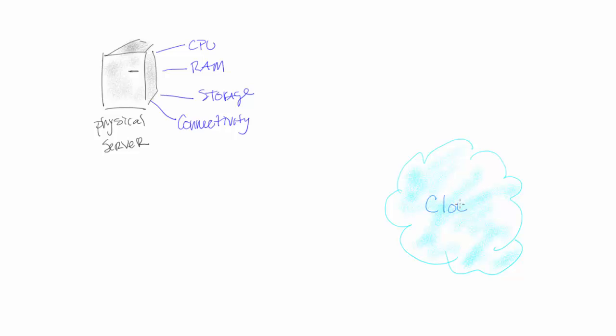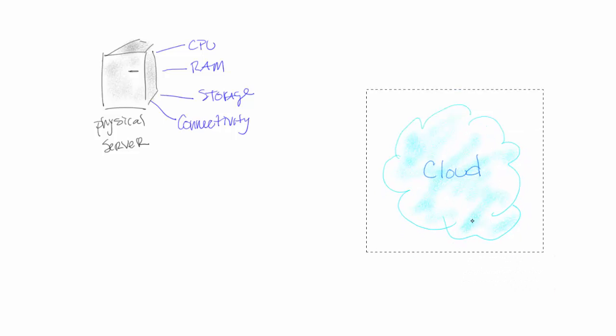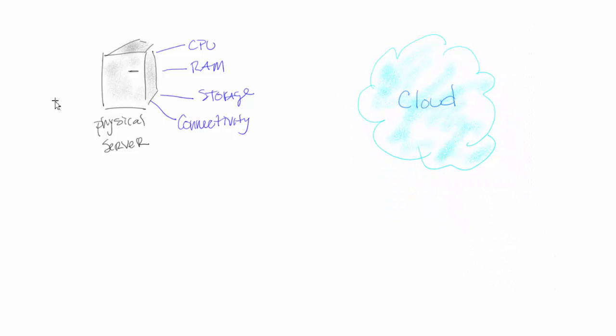So let's go ahead and draw in here cloud. And let's move that up next to our physical server so we can have an example at the bottom of the page. And so what do we refer to as CPU in cloud? We call it virtual CPU. What do we refer to as RAM in a cloud environment? Called virtual RAM. Why are we calling these things virtual?